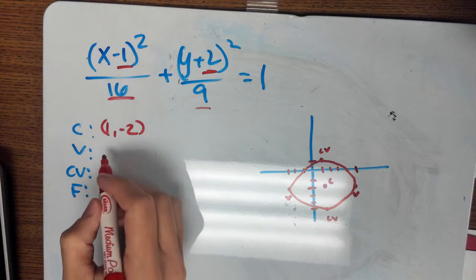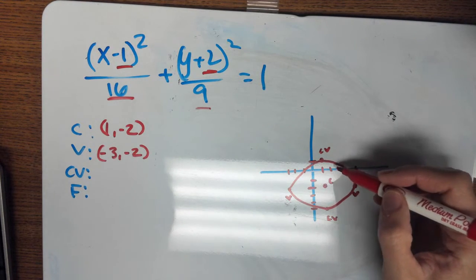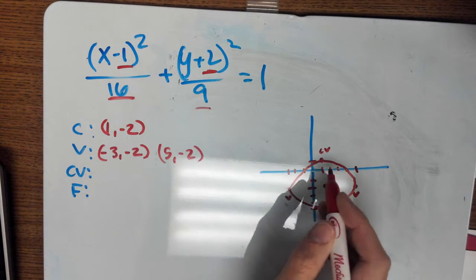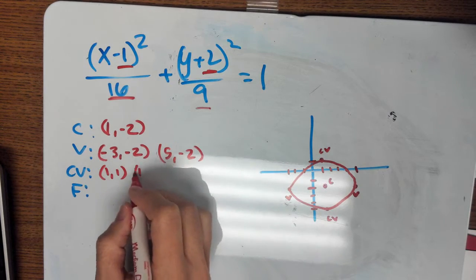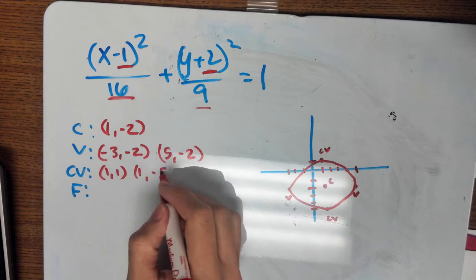So if I wanted to go now and find the vertices, I would say, well, my first vertex is at -3, -2. My second vertex is at 5, -2. My first co-vertex is at 1, 1. And then my second one is at 1, -5.